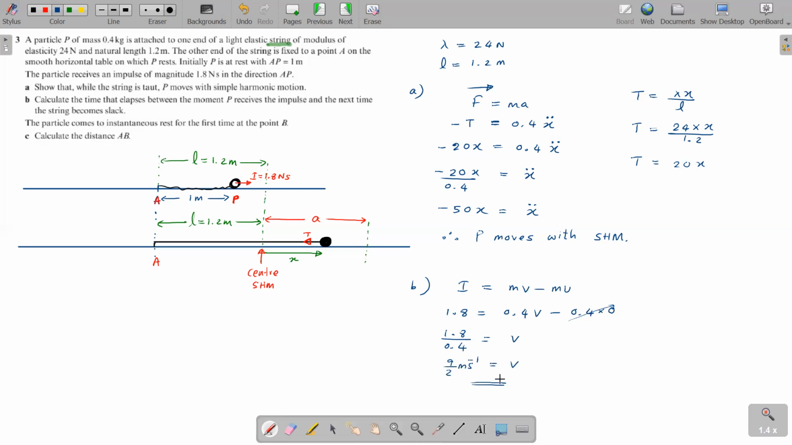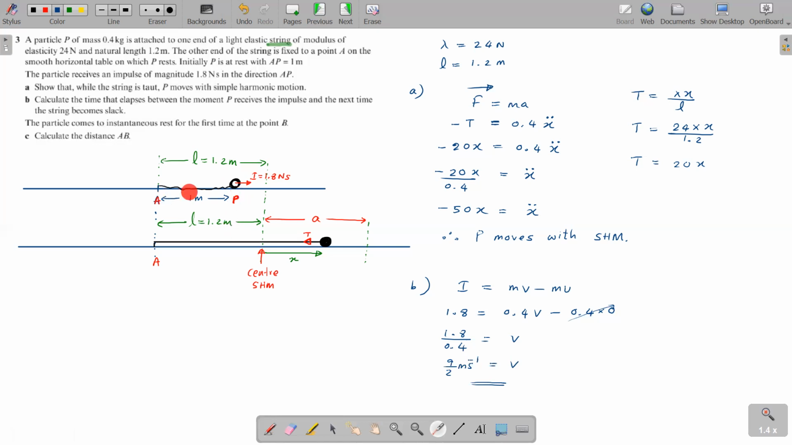Are you with me? I need you to realize that this velocity is achieved while the string is slack. So when you achieve a velocity of 9/2, or 4.5 meters per second, the string is in the slack region, right? So what's happening over this small part? They're asking for the time taken from the moment P receives the impulse until the string becomes taut again. How much distance is it moving while the string is slack?